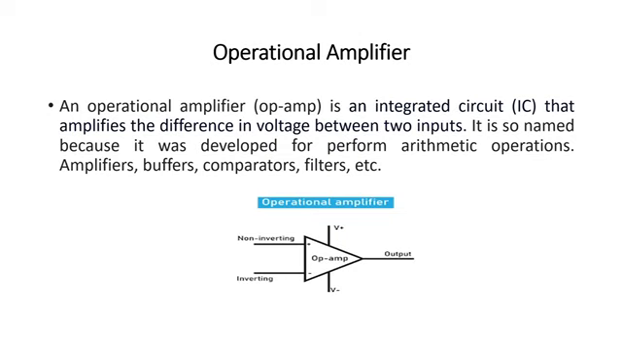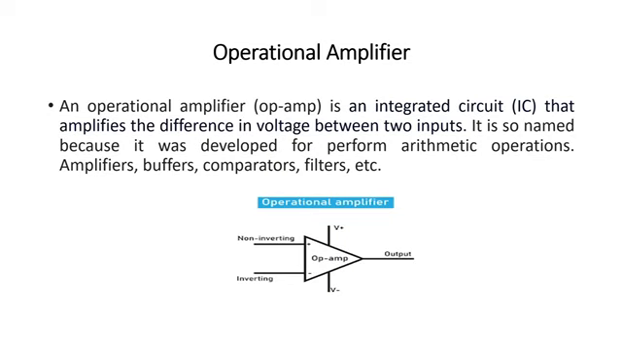The next is your operational amplifier. We can design this operational amplifier, or it is available in the form of an integrated chip. It is a versatile device where we can go for any DC and AC applications. It amplifies the difference in voltage between the two inputs. That is one of the advantages of this operational amplifier. It was developed to perform arithmetic operations, amplifiers, buffers, comparators, filters, everything I can go for.